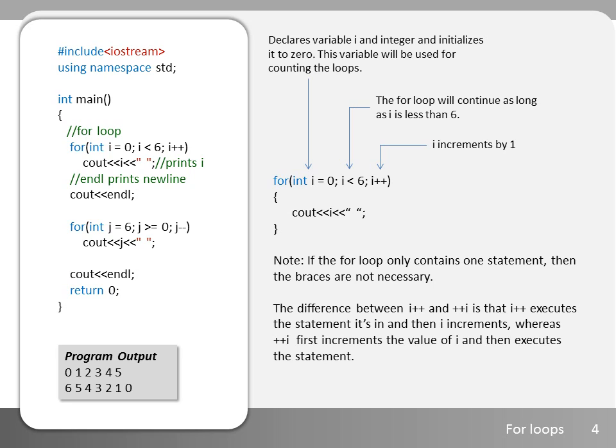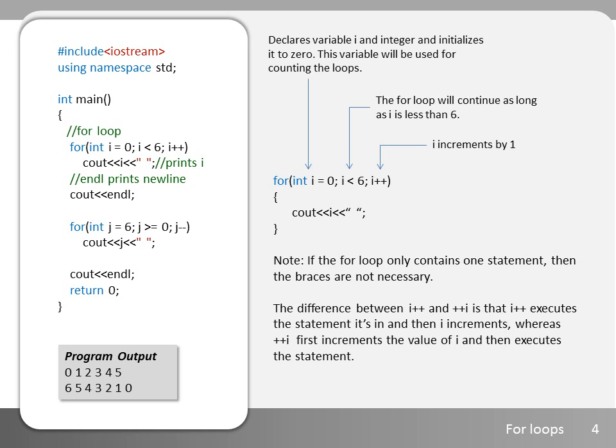Let's discuss the first for loop in the program. The for loop declares variable i, an integer, and initializes it to 0. This variable will be used for counting the loops. Another alternative is to declare the counter outside the loop, and as long as a variable is declared and initialized before being used in the loop, the for loop will continue as long as i is less than 6. When the condition is met, the program exits the loop. i gets incremented by 1 each time the loop executes its instructions.